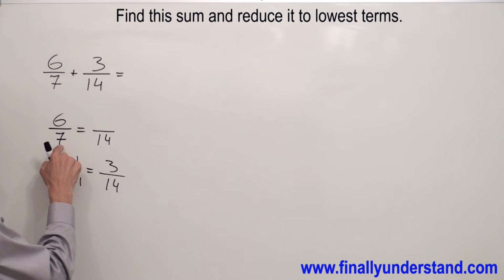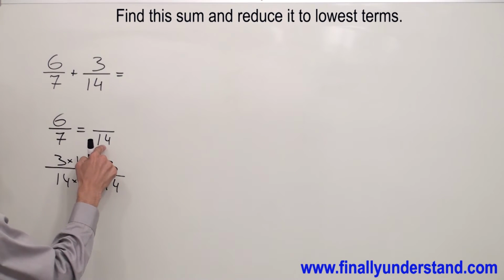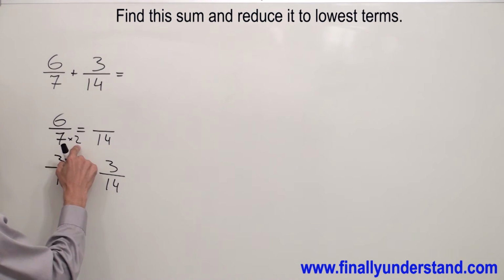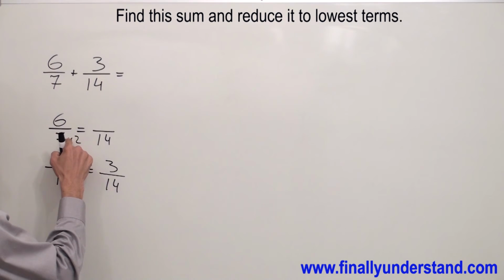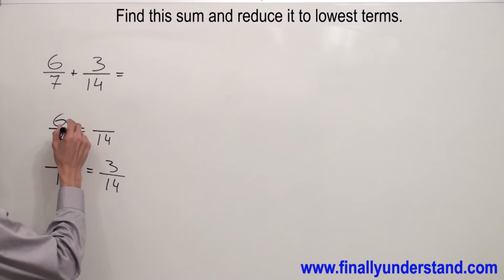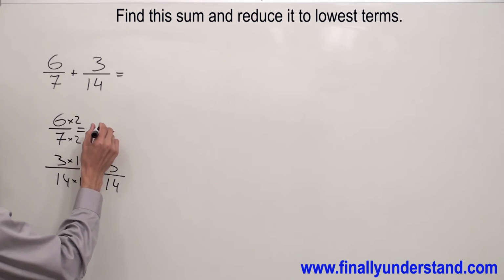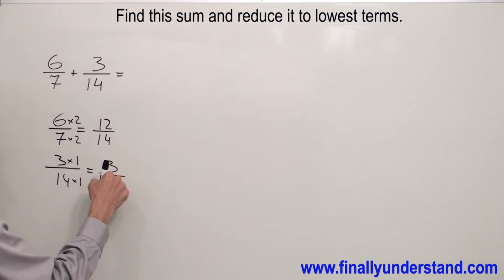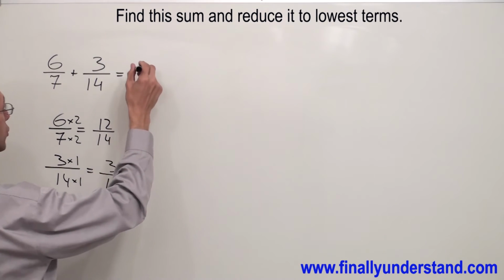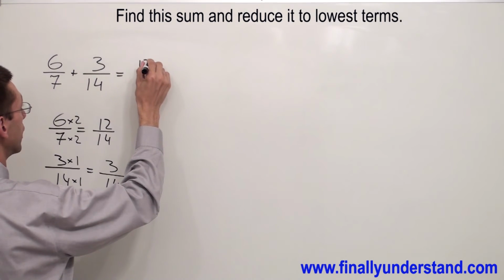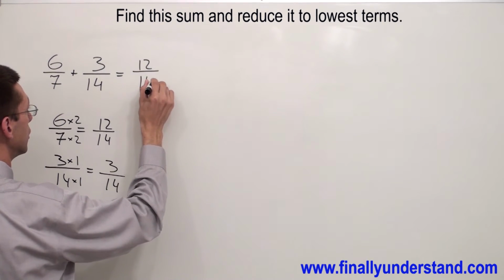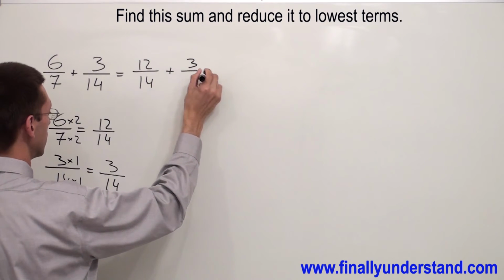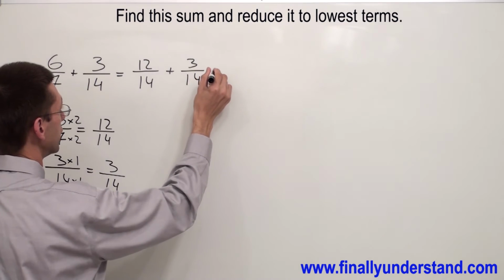By what number do I have to multiply 7 to get 14? I have to multiply by 2 because 7 times 2 is 14. Whatever I did in the denominator, I have to do also in the numerator, times 2. That's why this is 12. I have to copy these two equivalent fractions into my example. I have 12 over 14 plus 3 over 14.